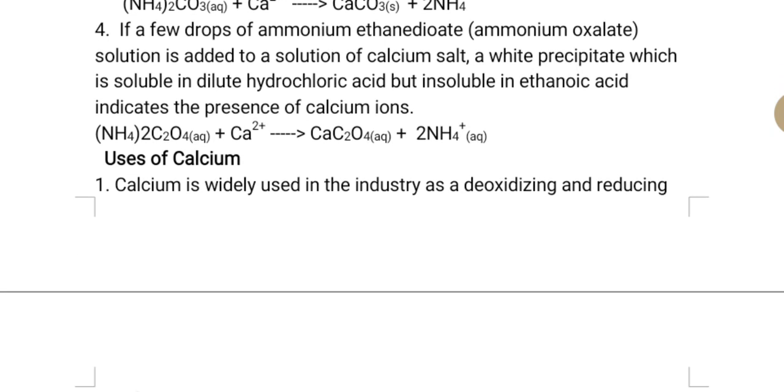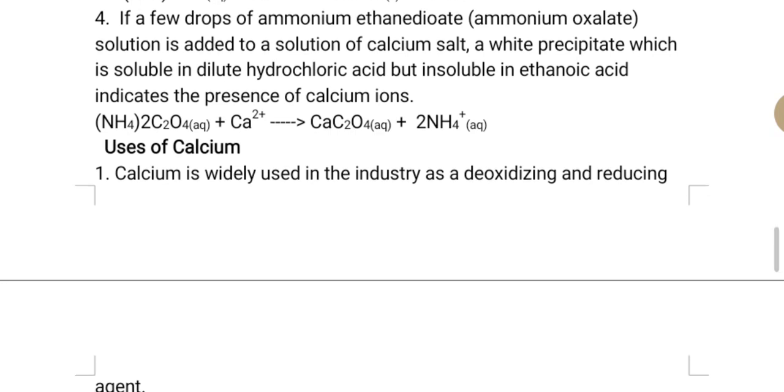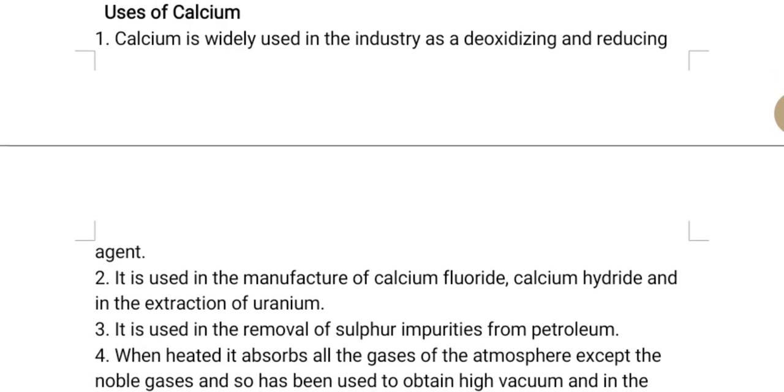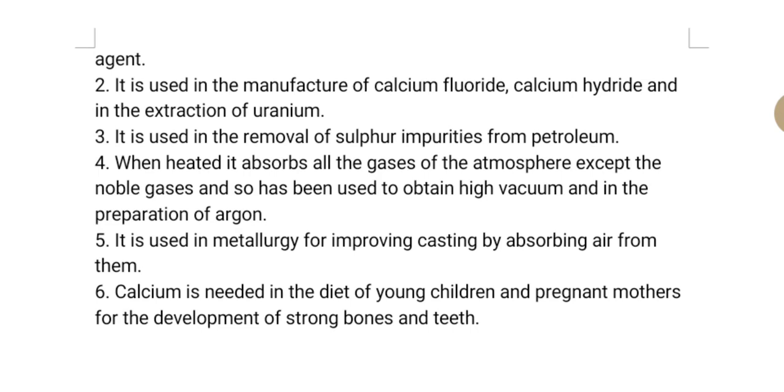Uses of calcium. 1. Calcium is widely used in industry as a deoxidizing and reducing agent. 2. It is used in the manufacture of calcium fluoride, calcium hydride, and in the extraction of uranium. 3. It is used in the removal of sulfur impurity from petroleum. 4. When heated, it absorbs all the gases of the atmosphere except the noble gases, and so has been used to obtain high vacuum and in the preparation of argon. 5. It is used in metallurgy for improving castings by absorbing air from them.